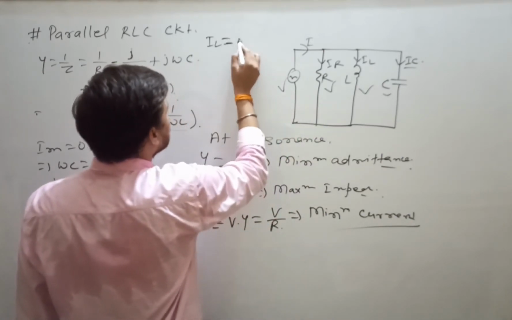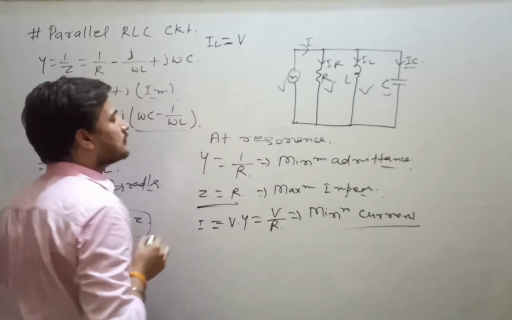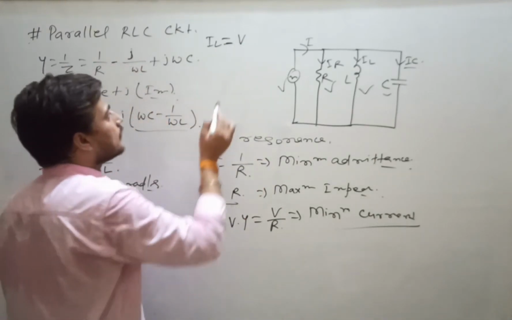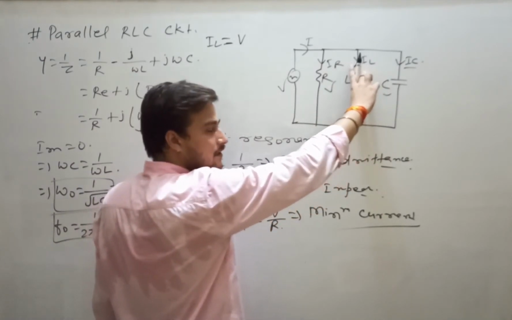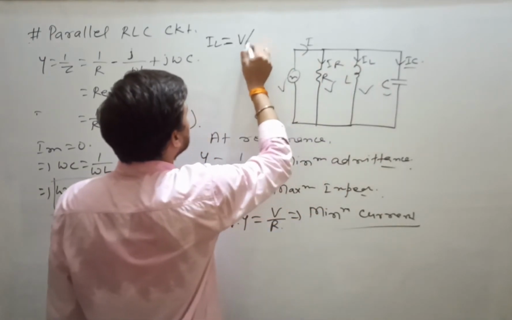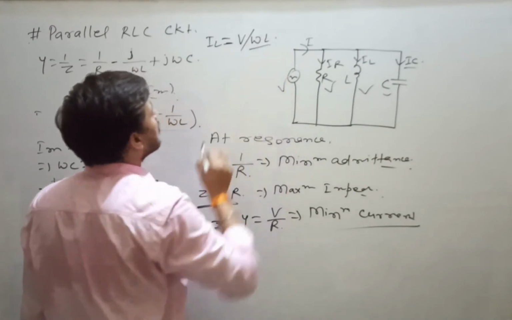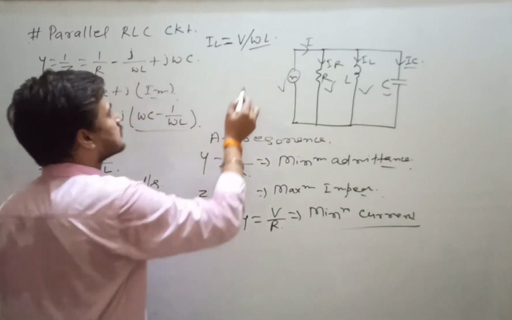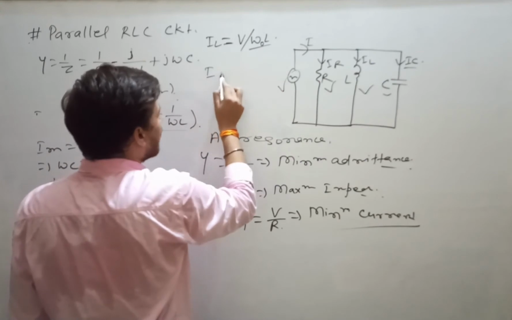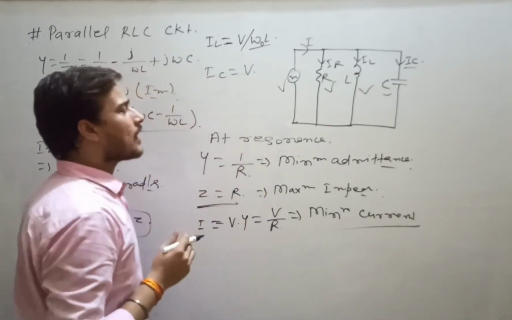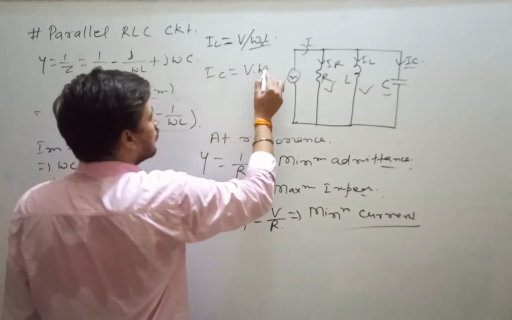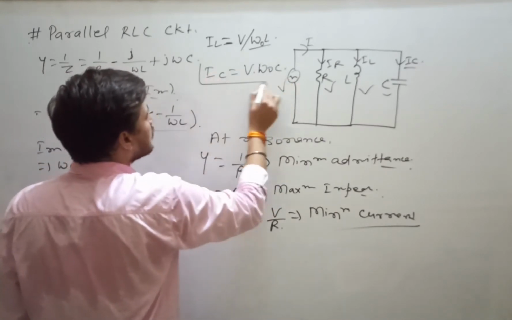equal to V. I am simply writing the magnitude of current, V into the admittance of this branch. What is the value of admittance? It is equal to 1 upon omega L. So V upon omega L is the admittance term of this branch. Similarly, if you write IC, IC will be equal to V upon 1 by omega C, that means V into omega naught C.